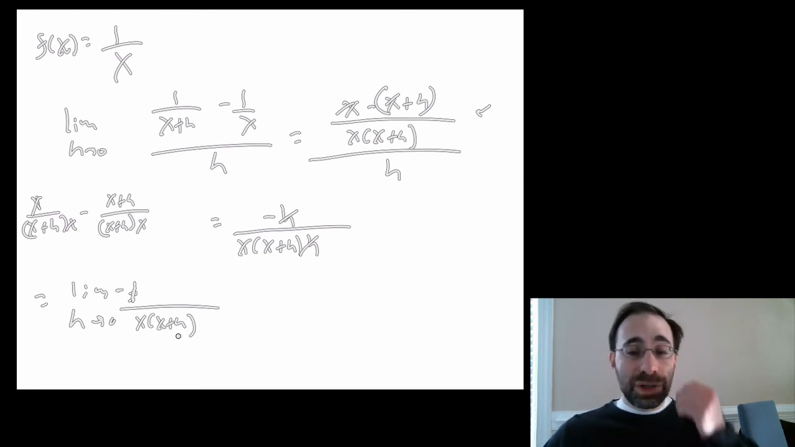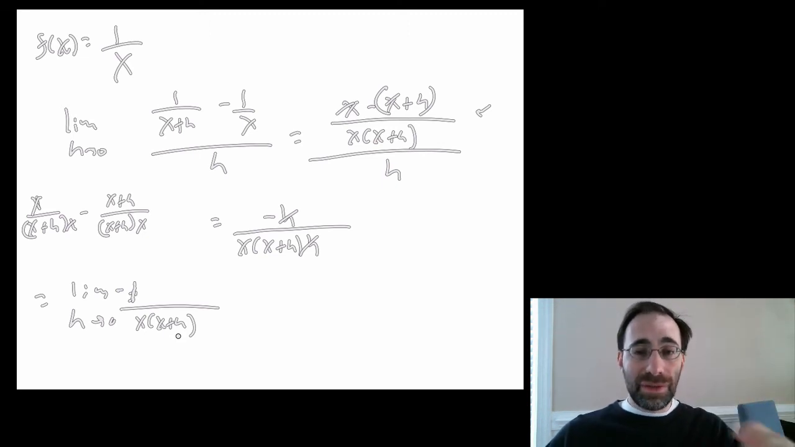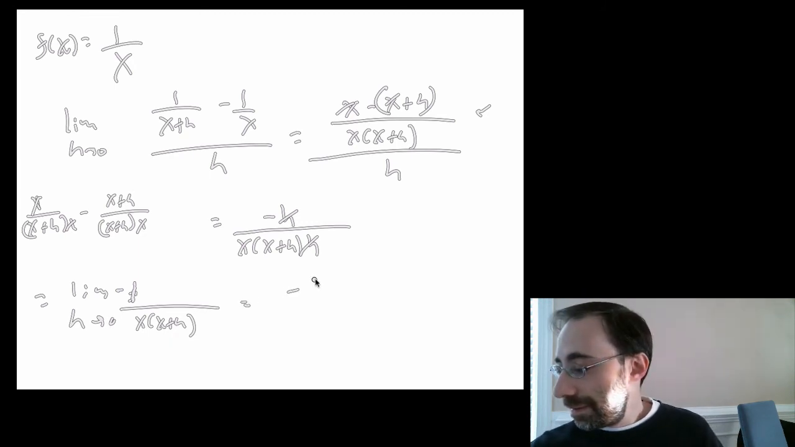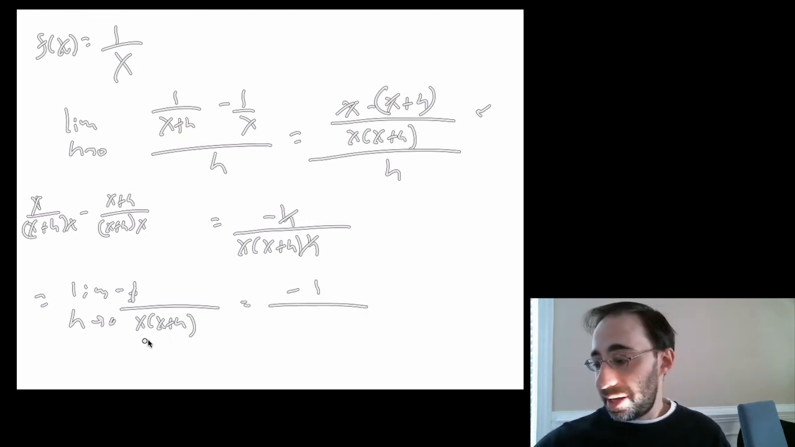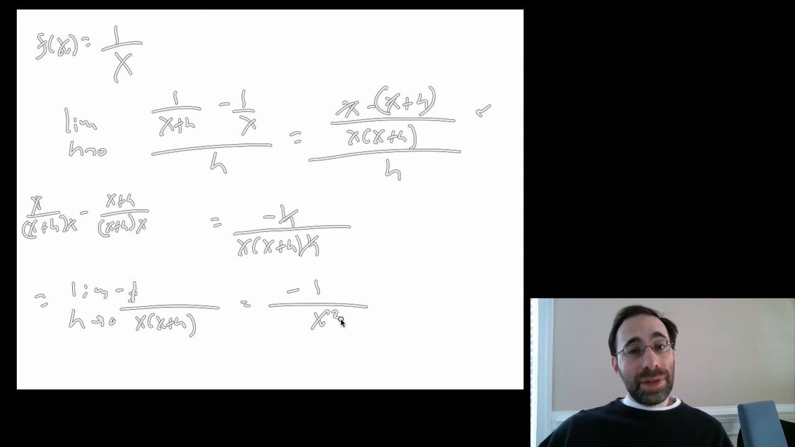If you recall our rules of limits, the limit of a function on top over a function on bottom is the limit of the function on top over the limit of the function on bottom. The limit of negative 1 is negative 1. The limit of x times (x plus h) is just x squared, because the h just goes to 0, and I'm done. The derivative of 1 over x is negative 1 over x squared.